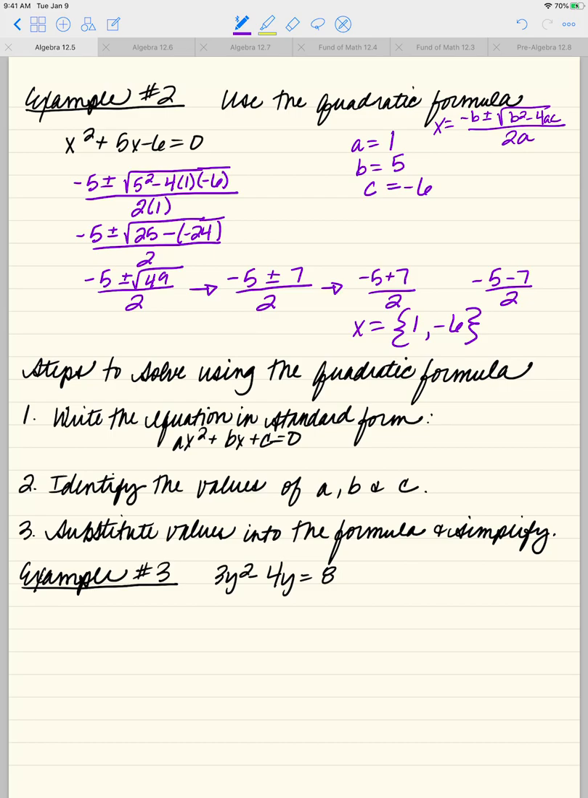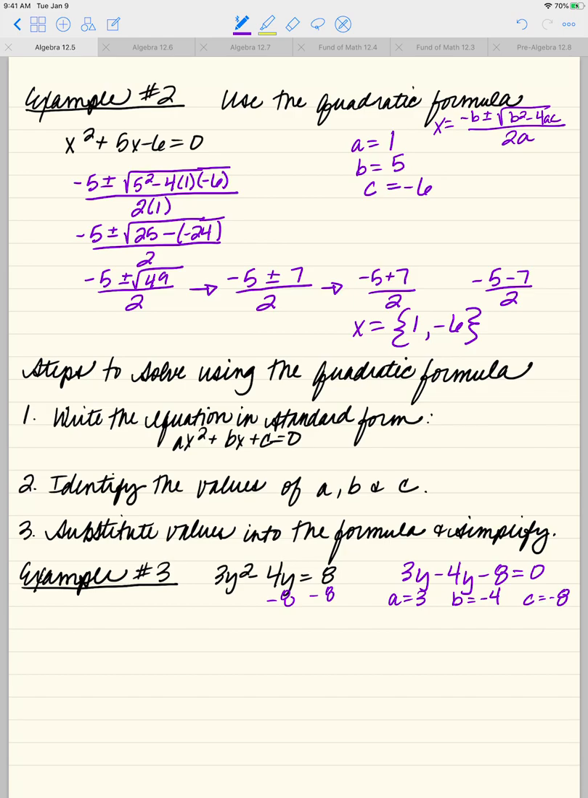So we're going to do 3y squared minus 4y minus 8, right? Because we're going to subtract 8 from both sides, is equal to 0. Okay, so there's step number 1. Step number 2, identify the values of a, b, and c. a is 3, b is negative 4, and c is negative 8. Now, plug everything into the equation.